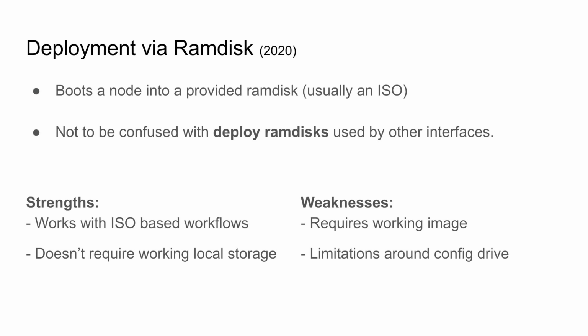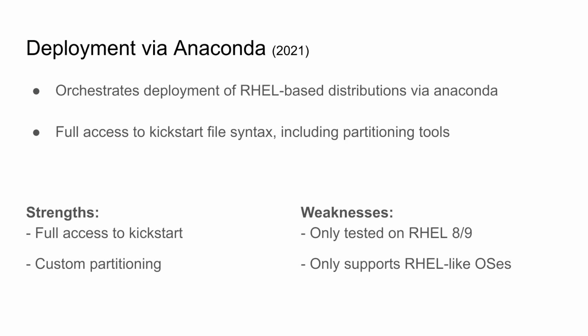And there are definitely some limitations around how you can configure it with config drive depending on your hardware and your configuration. We also have an Anaconda deploy driver. The Anaconda deploy driver allows you to actually deploy enterprise Linux systems that use Kickstart using Ironic. And we'll feed in a Kickstart and you get full access to Kickstart. This is the easiest way to get custom partitioning in Ironic without doing a bunch of backflips. The weakness of that, it really does only work on enterprise Linux stuff.